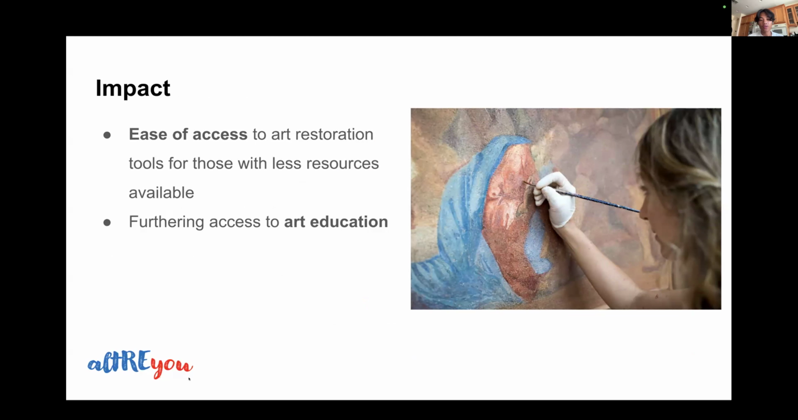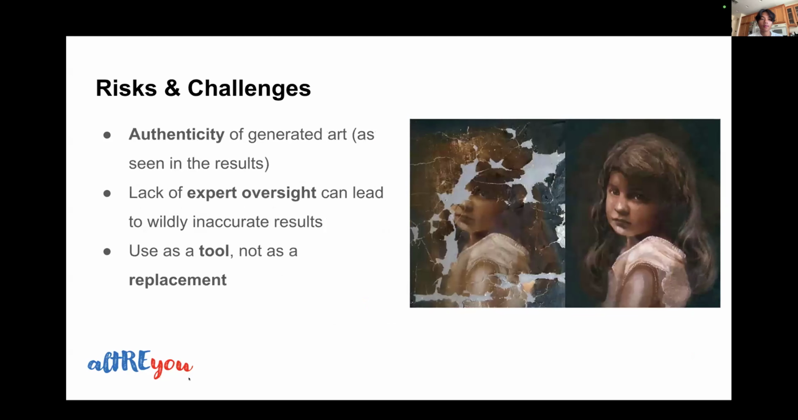It's also a powerful educational tool for teaching art history and preservation. The biggest risks are accuracy and authenticity. Without expert oversight, the AI could introduce incorrect details that alter the meaning of a piece. That's why we see Paint as an assistant, not as a replacement.